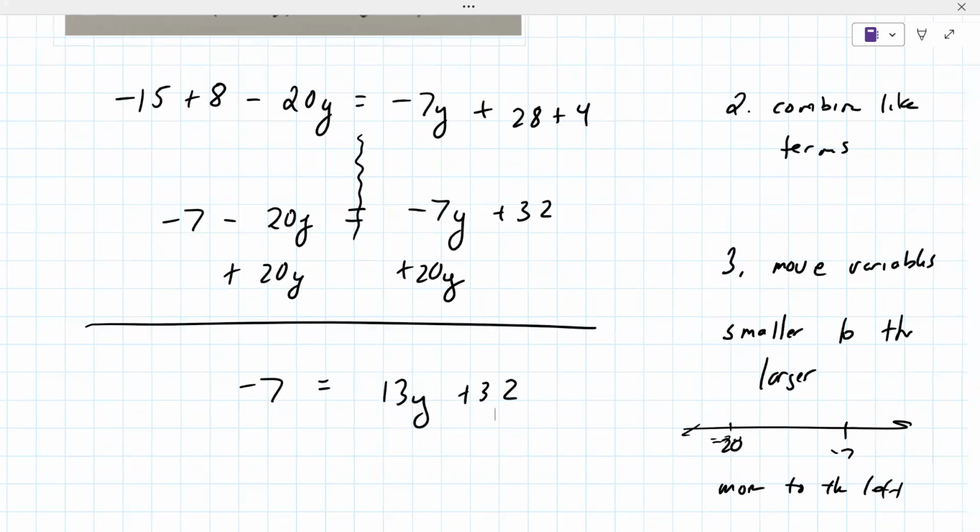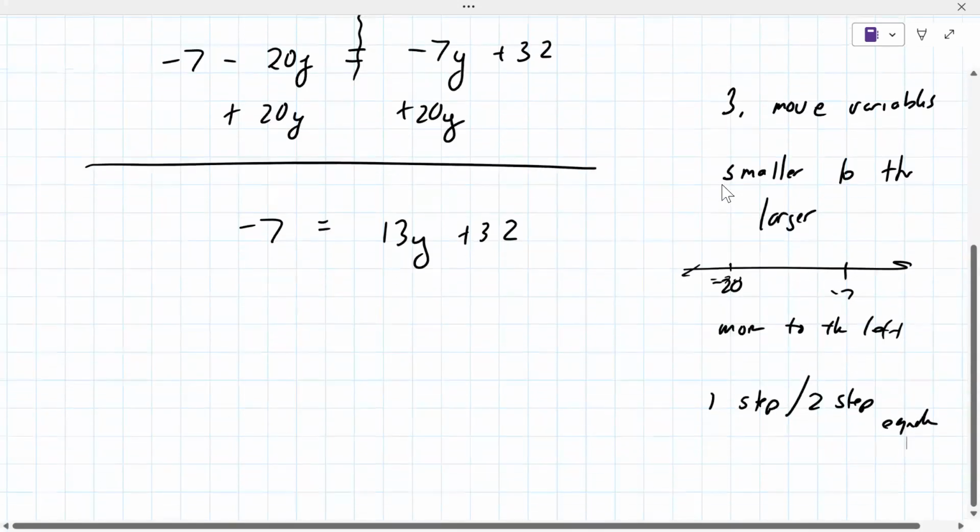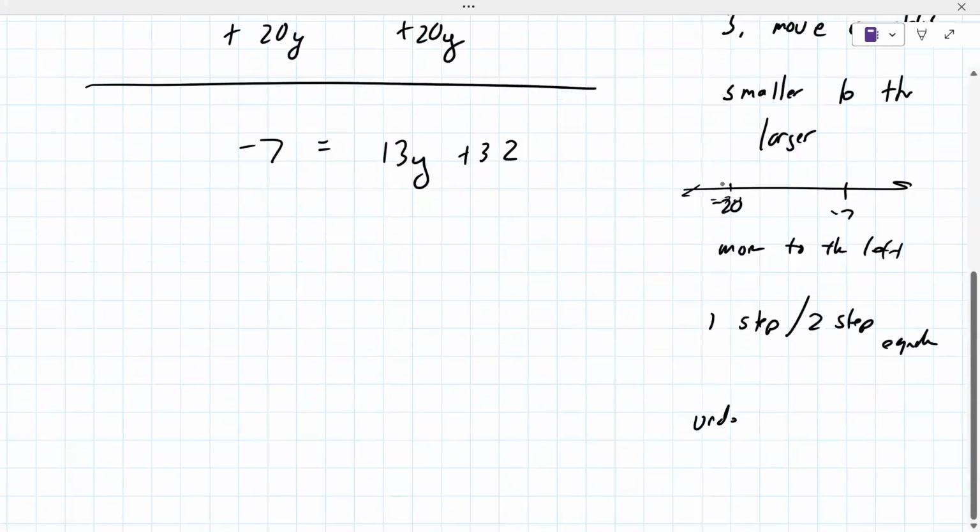On this page becomes a one-step or a two-step equation. So you solve these by undoing addition and subtraction before multiplication and division.